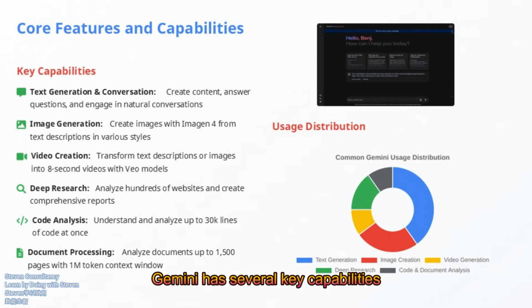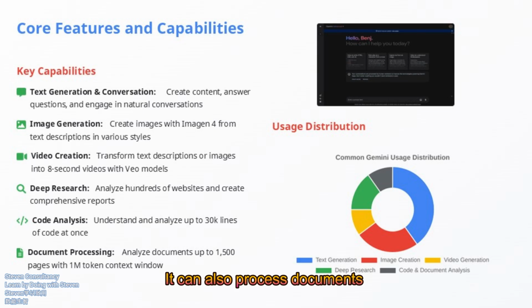Gemini has several key capabilities. It can perform text generation and engage in natural conversations. It can also generate images from text descriptions using Imagen 4. With the VO models, it can create 8-second videos from text or images. For research, it can analyze hundreds of websites to create comprehensive reports.